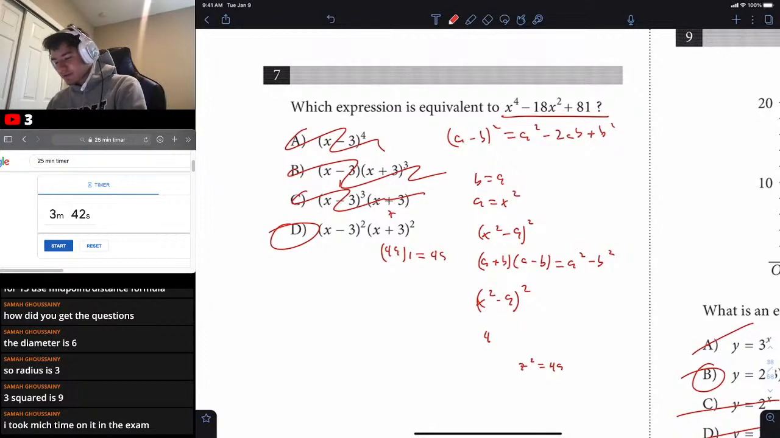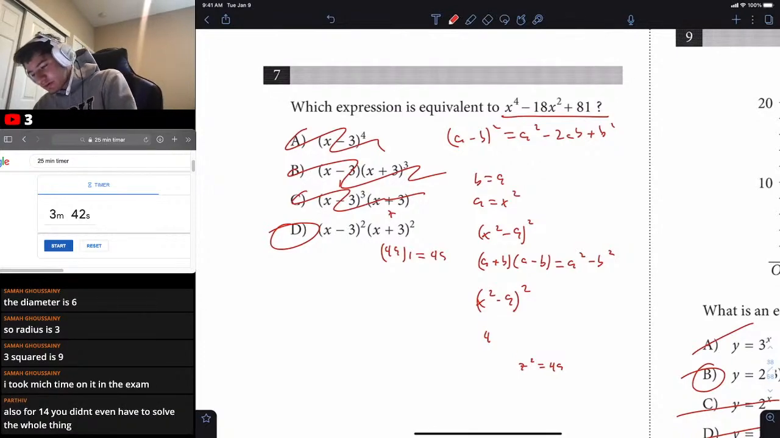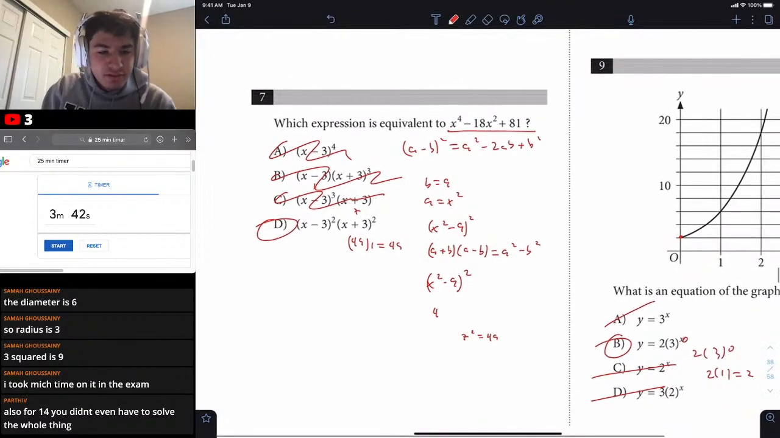I think I messed up a little bit when I started doing the difference of squares here. I'm not sure why that messed me up, but I guess it just did. But yeah. Alright, I think that's about it. If you guys have any questions, let me know.